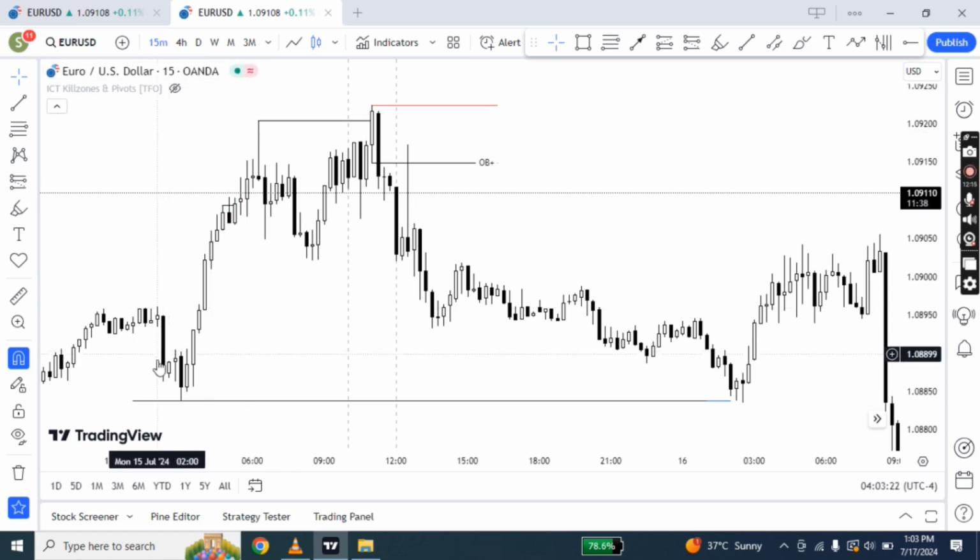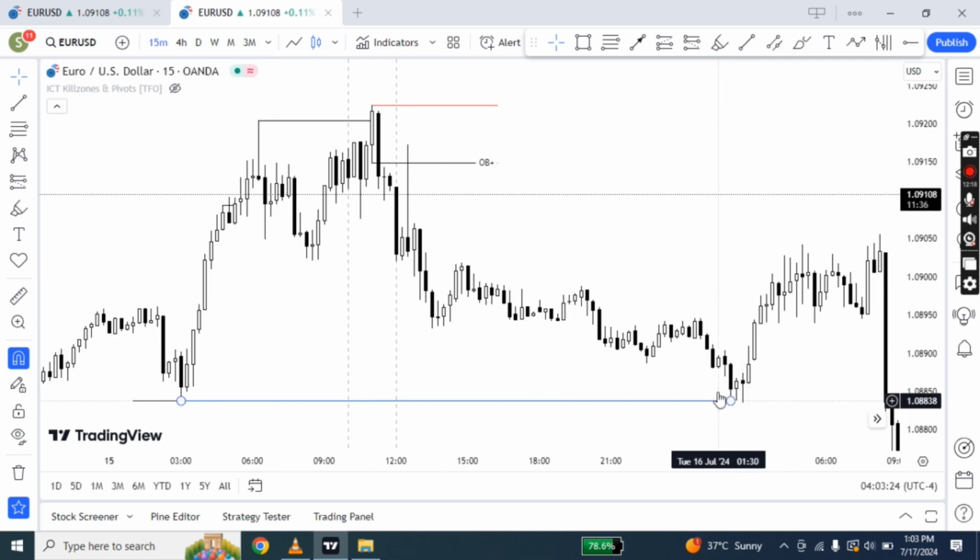And you can see we reached the draw on liquidity, and this trade turned out to be a winner, right? This was the trade breakdown on EU.